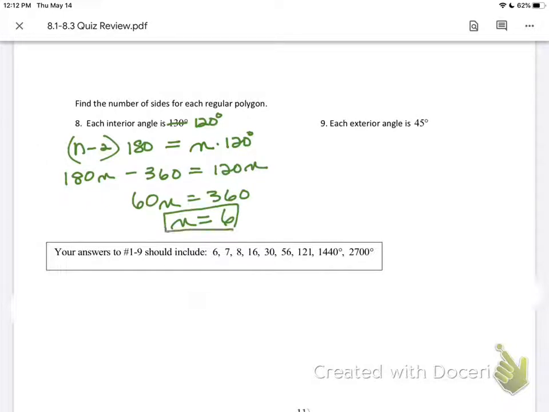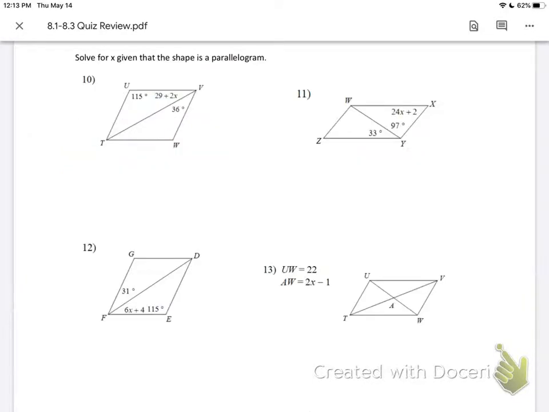It's a 6-sided figure that I had. So it was a hexagon, because it has 6 sides. Each exterior angle, okay, we have to do very critical reading. Each exterior angle is 45. So I know that exterior angles will always equal 360. So number of sides times the measure of each exterior angle will always equal 360. So in that case, n will equal 8. Okay, move on to the next page.